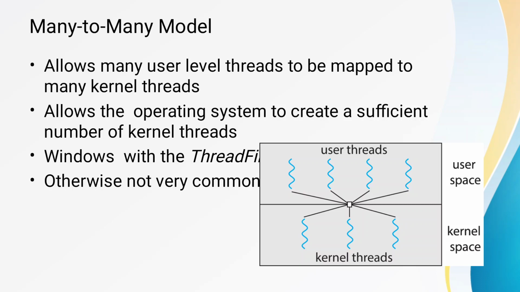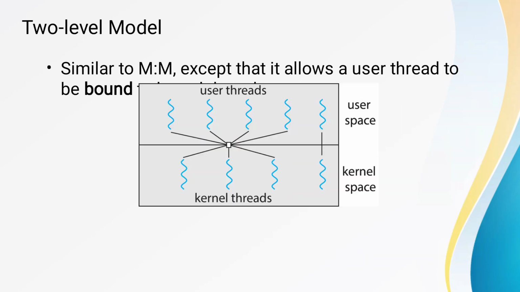The many-to-many model allows many user-level threads to be mapped to many kernel threads. This allows the operating system to create a sufficient number of kernel threads. Then the two-level model.